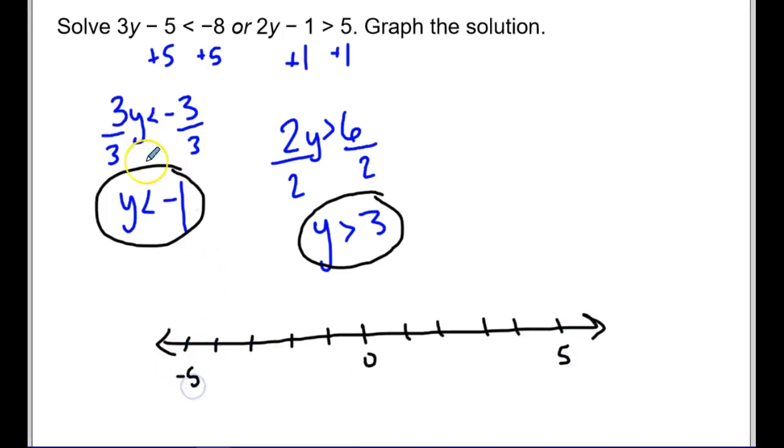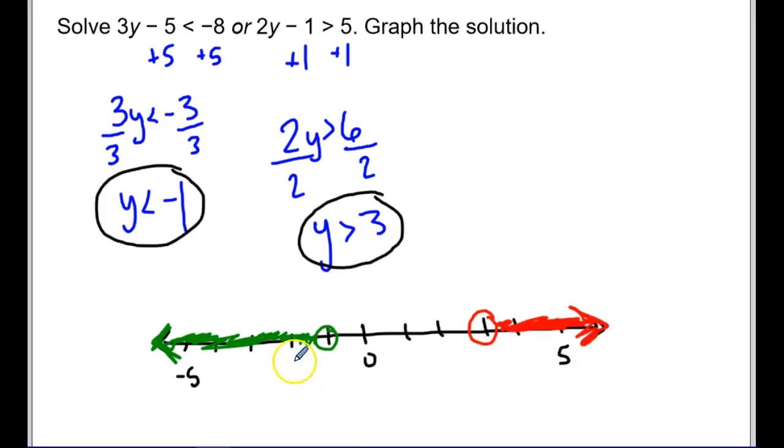Negative 5. So here I see I have y is less than negative 1, so I can put my open circle on negative 1 and I'm shading this way because y is less than. Okay. Then I also see I have y is greater than 3. So again, I have an open circle on 3 because I don't have an equal to, and I can shade to the right because it's greater than.